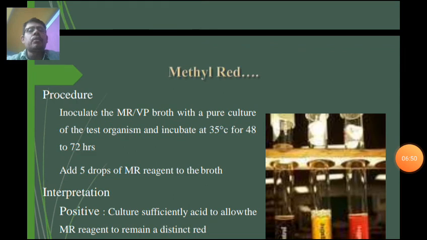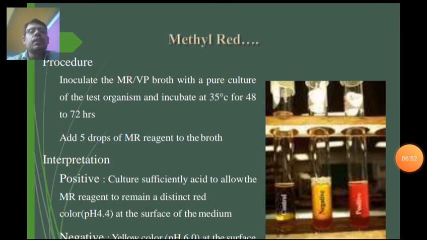Methyl red test procedure, you can see it very carefully. The MR-VP broth is inoculated with a pure culture of the test organism and incubated at 35 degrees centigrade for 48 to 72 hours. Add 5 drops of methyl red reagent, and ultimately the red color will be produced if the pH is 4.4. If the pH is higher, around 6, it will produce a yellow color.